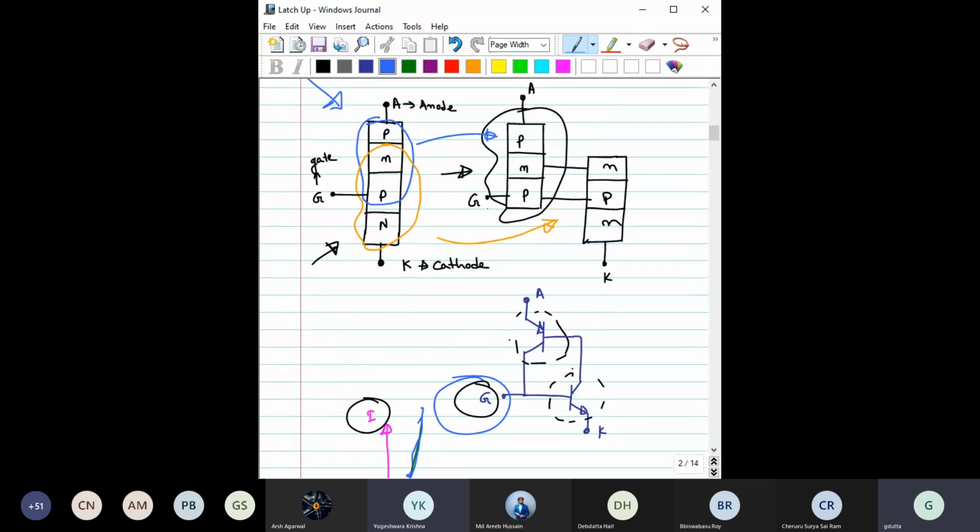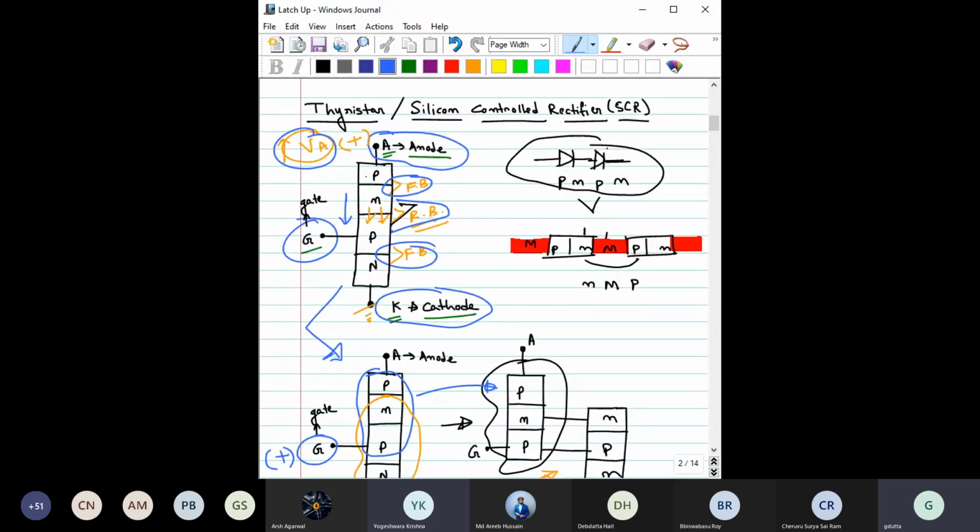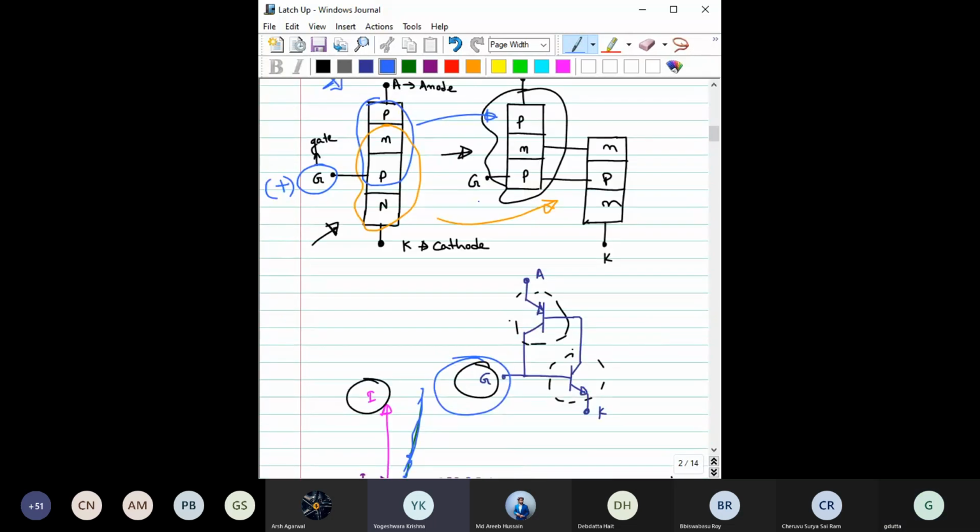Suppose we apply some positive voltage to this gate terminal. Then what will happen? Initially this junction was reverse biased, right? But now we are applying additional voltage to this P, so we are trying to make this PN junction forward biased. So the avalanche, which was earlier possible at a higher anode voltage, will occur at a much lower voltage, right?